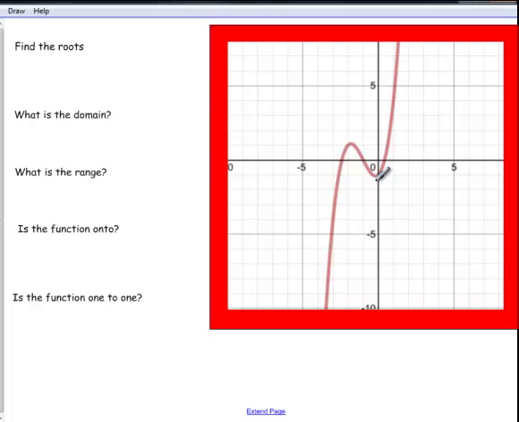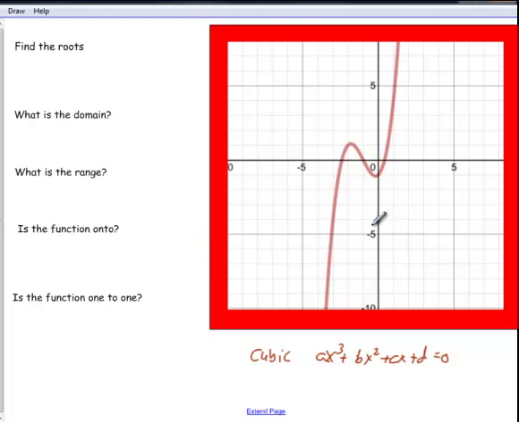All right, looking at this one. Hopefully, from the beginning, you realize that it is a cubic function. That means it is the form x cubed plus bx squared plus cx plus d. All right, find the roots. Okay, so where does it cross the x-axis?